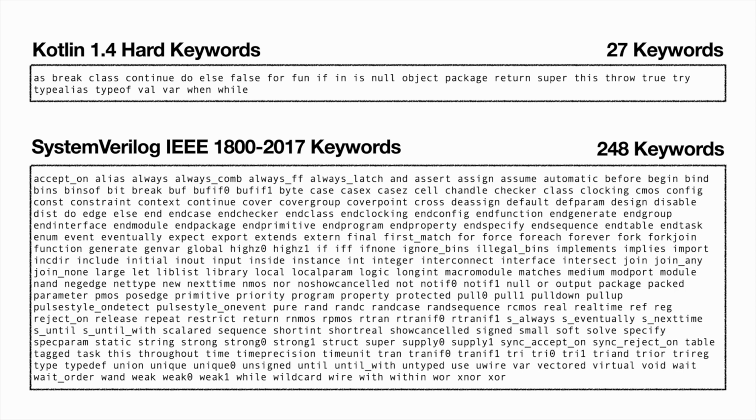System Verilog draws from a mishmash of languages such as Verilog, OpenVera, and E. This makes it an unusually difficult language to work with, with a very steep learning curve. Kotlin, on the other hand, is easy to learn and easy to use. Anyone with experience with Java or C++ can probably pick up the main features of Kotlin in a day.